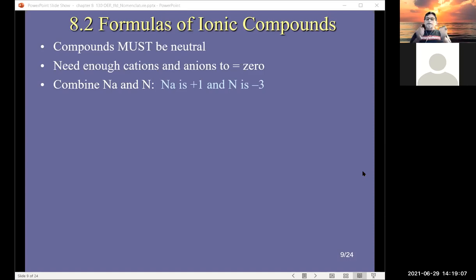So let's combine sodium and nitrogen. Well, the first thing we do is we convert them to ions. And I know that sodium is in group 1. And so sodium will always have a +1 charge, right? Nitrogen. When nitrogen becomes an ion, what charge does it have? What's the oxidation number of nitrogen when it becomes an ion?